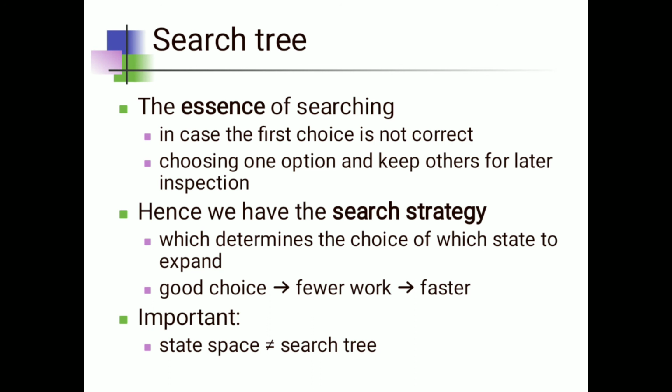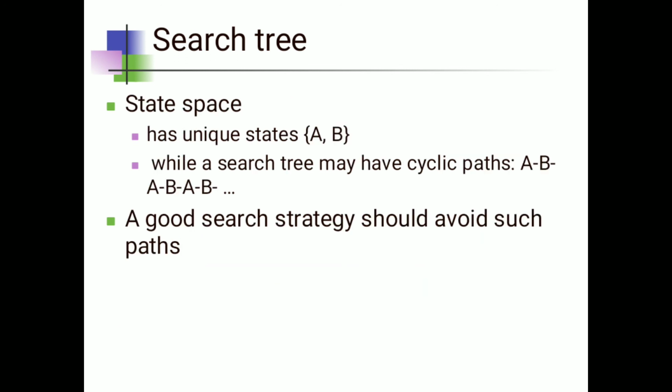What is important is that the state space is not equal to a search tree. What is the state space? The state space has unique states A and B, while a search tree may have cyclic paths, that is A to B, A to B, A to B. As we have already seen in that diagram, from Arad to one more city and then from that city again to Arad, there may be cyclic paths. A good search strategy should avoid such paths.